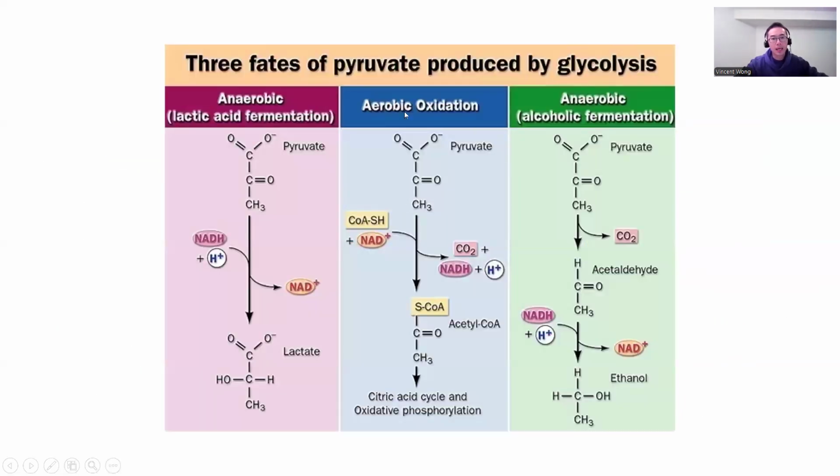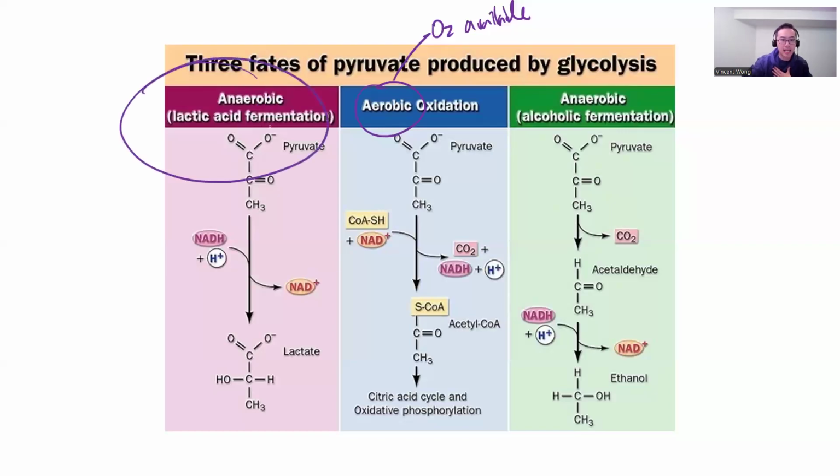So basically, the fates of pyruvate after glycolysis. There are three things to do. If oxygen is available, this is aerobic. Aerobic means O2 available. Then we're going to go through step 2, step 3, and then produce 36 ATP. Fantastic. If oxygen is not available, or if the machinery, the tools needed to do the ETC and all those things are not available, then for us, the body does lactic acid fermentation. But for the yeast, they would do alcoholic fermentation.